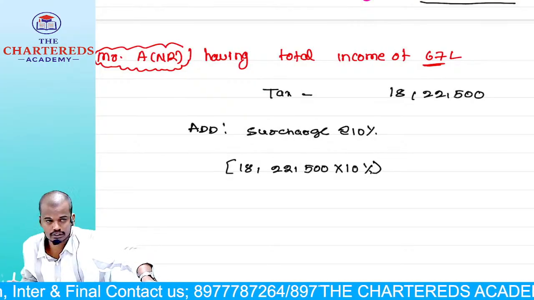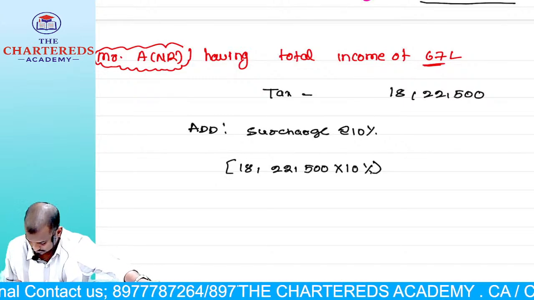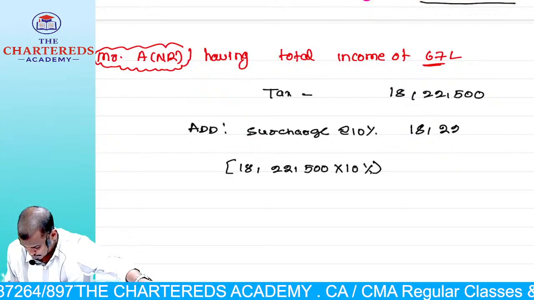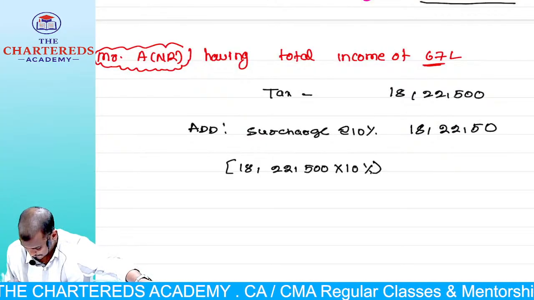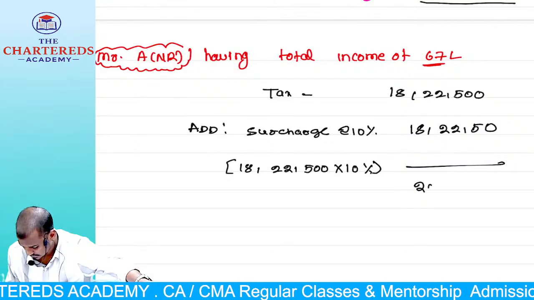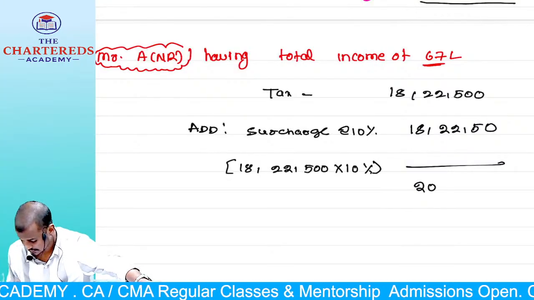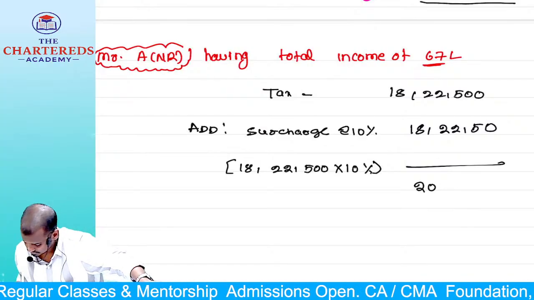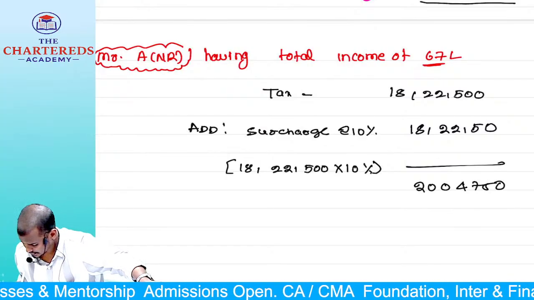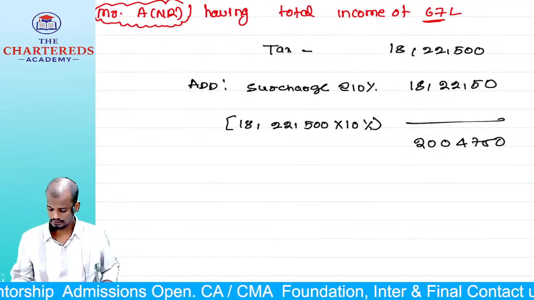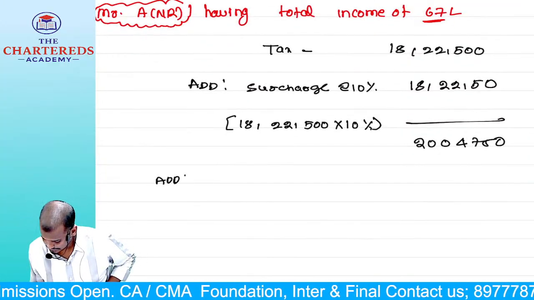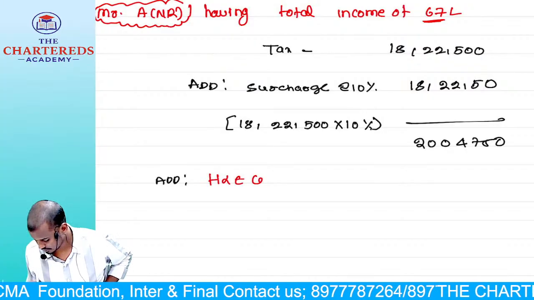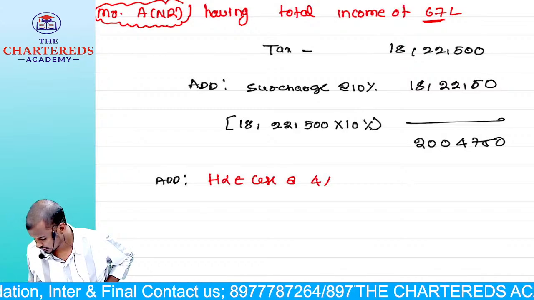What is the amount you get? 18 lakhs. Total amount? 20 lakh, 4,000. This is the amount, sir. We can add health and education cess. What percentage, sir? On which amount do we need to apply?